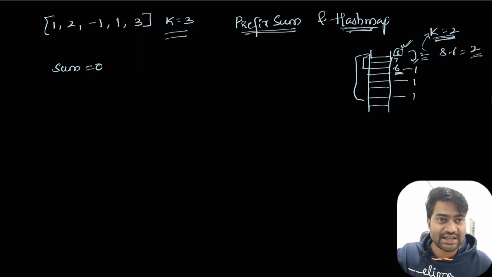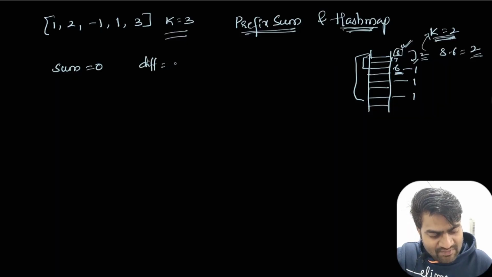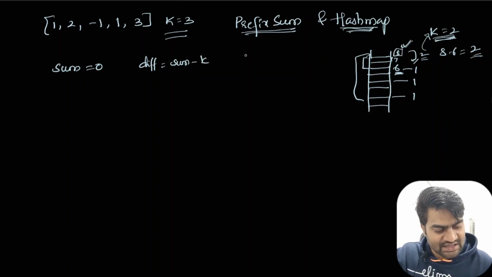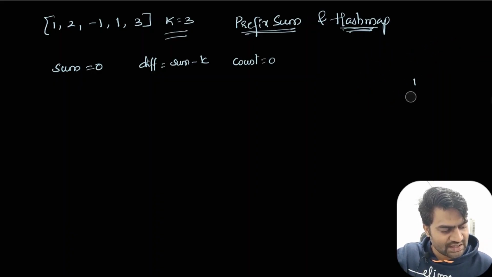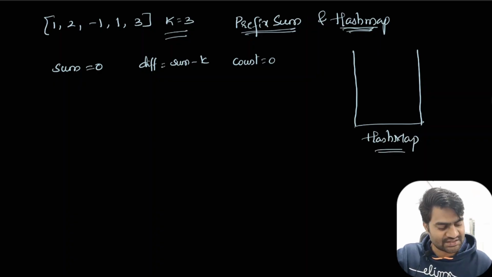Now I will take my sum equal to 0. I will take this as an initial sum. Now I will take a difference. So difference is basically our sum minus k. Next, after this, I will take a count which is 0. Then I will simply remove this. Here I will consider a hash map. So assume this is our hash map.